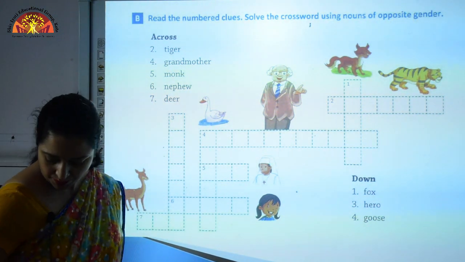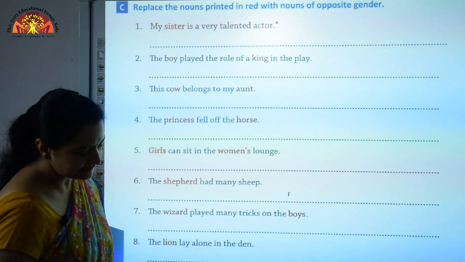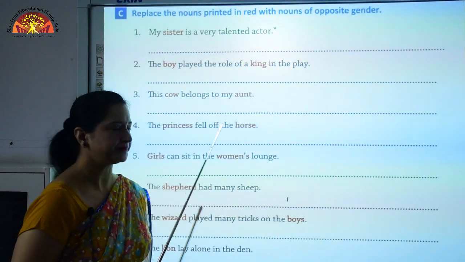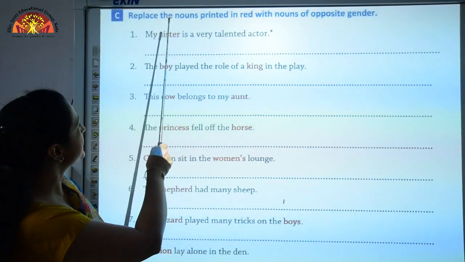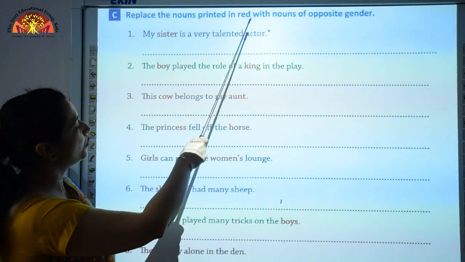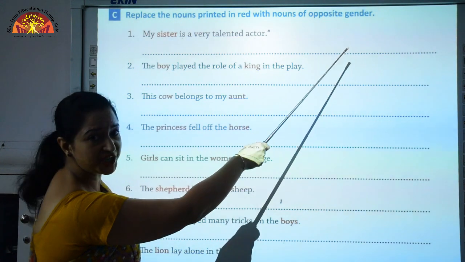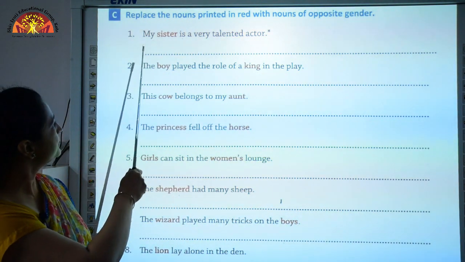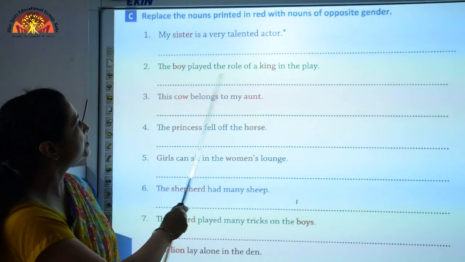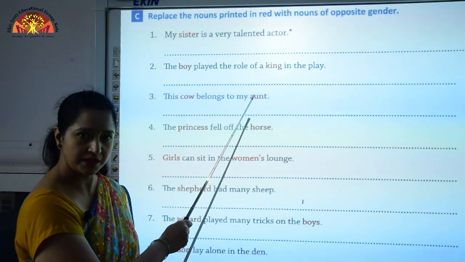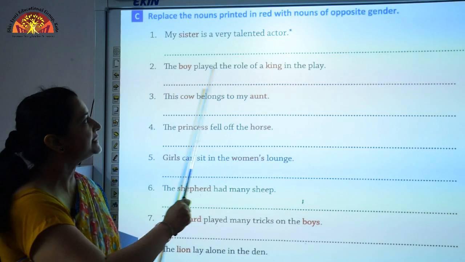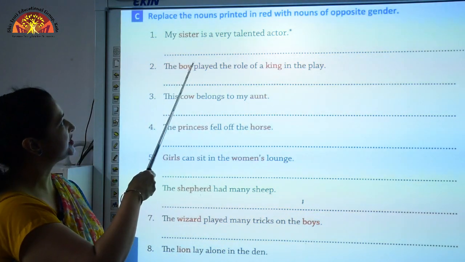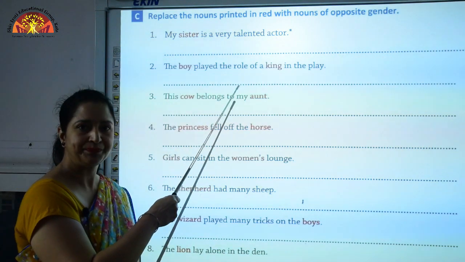Now moving to the next exercise, that is exercise number C. Now what do you have to do here? Replace the nouns printed in red with nouns of opposite gender. Okay, here some sentences are given and in every sentence nouns are in red color. You have to write the full sentence again by writing the opposite gender of these red color nouns.